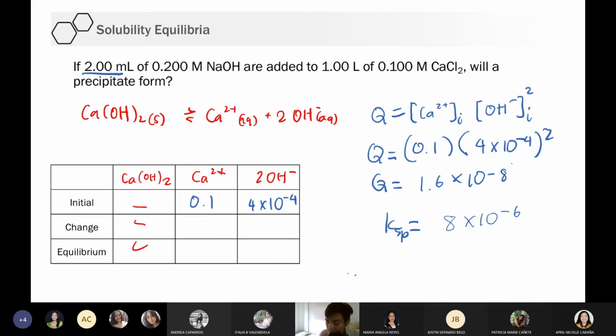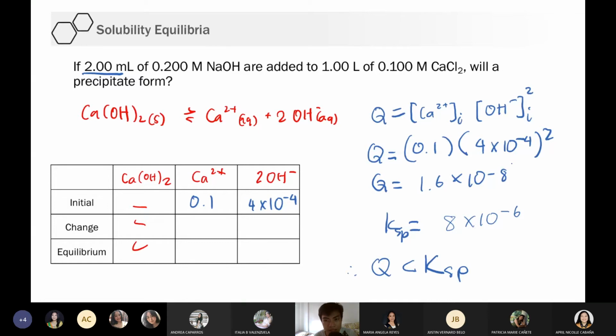So, generally, we can say that Q is less than the K. So, question, will a precipitate form? Hindi. Okay? So, hindi mabubuo yung precipitate. Bakit? Kasi Q is less than the K. Hindi niya na-reach yung threshold.